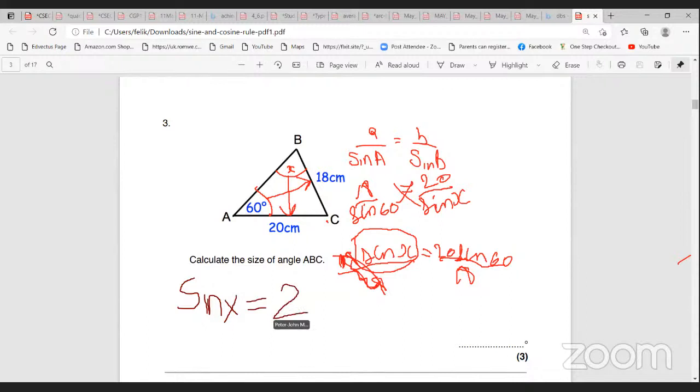Work that part out, Peter. So don't write it back as it is. Work it out for me. What is 20 sine 60? So work it out and write in the answer. So 20 sine 60 divided by 18. What is that?